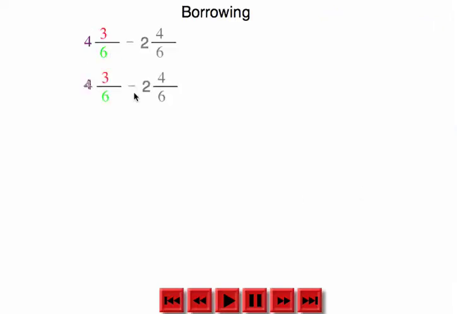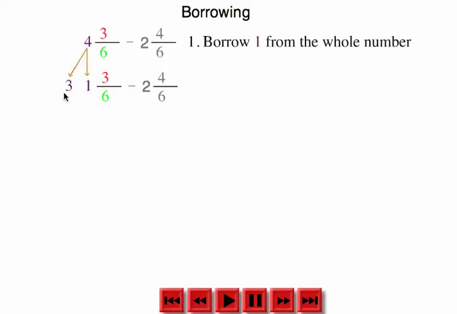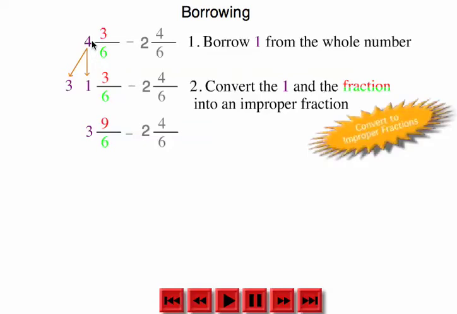So first thing is let's look at it. What we do is we subtract 1 from the whole number, and we change the 4 into 3 and 1. And then I'm converting my 1 and 3/6 into an improper fraction. So 6 times 1 is 6, plus 3 is 9. So we have 9/6. So 3 and 9/6.